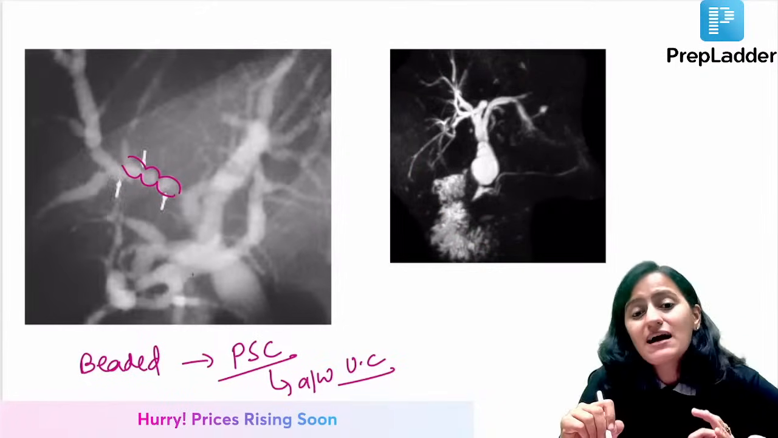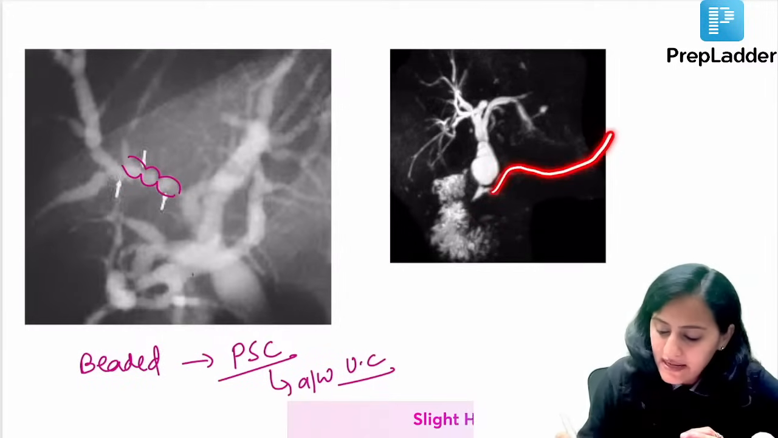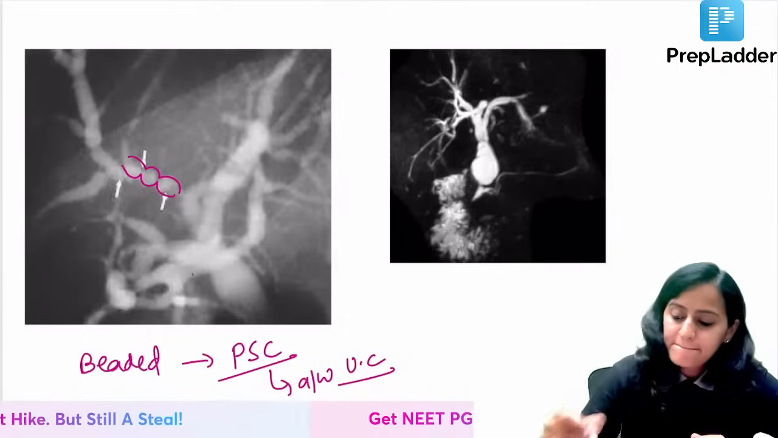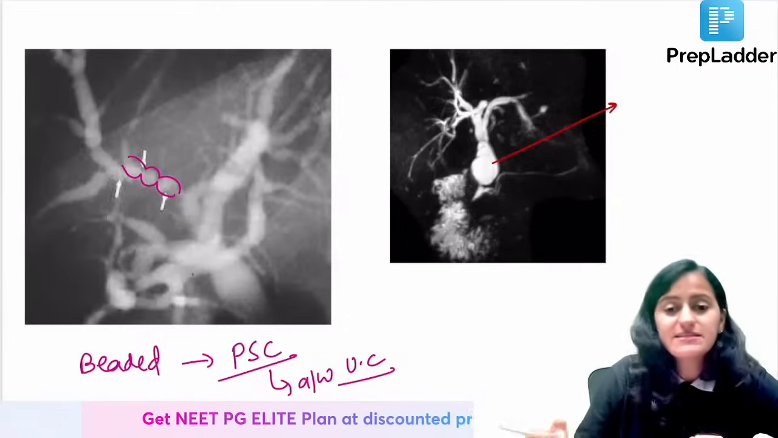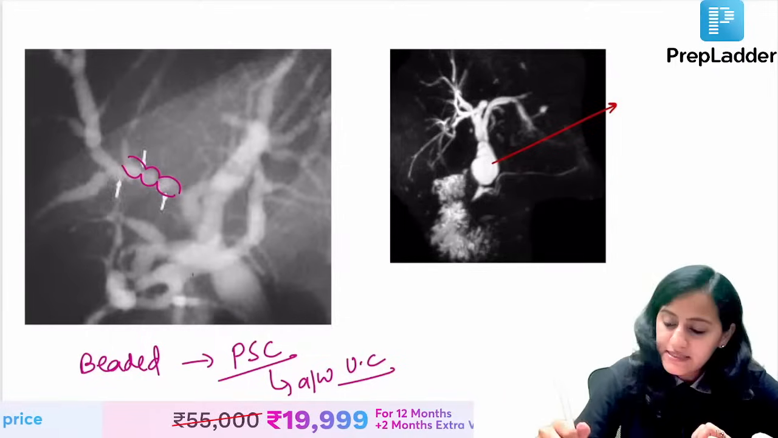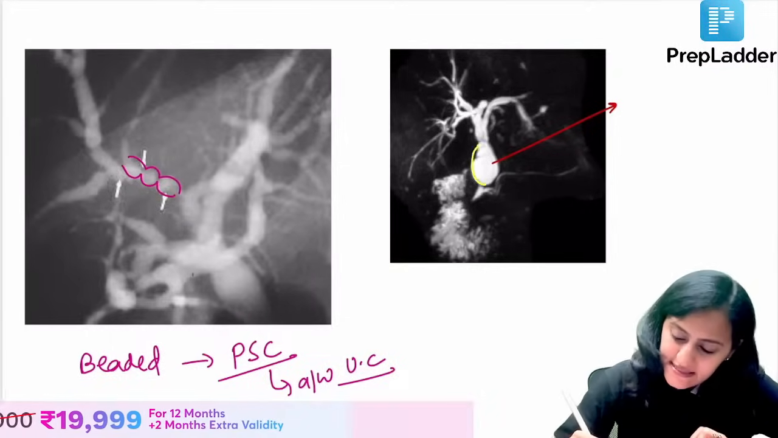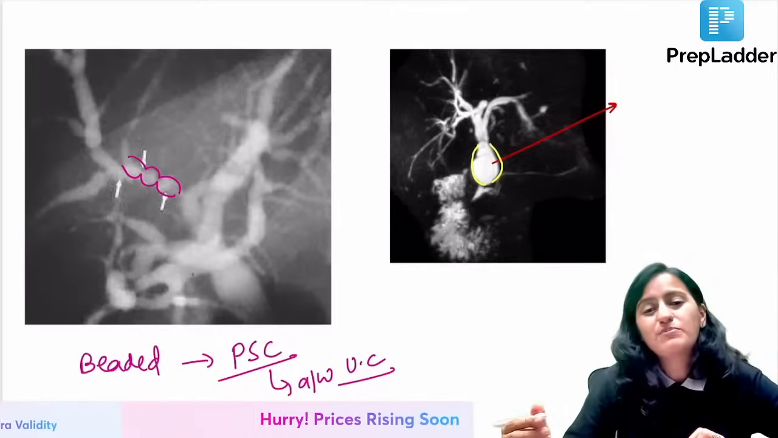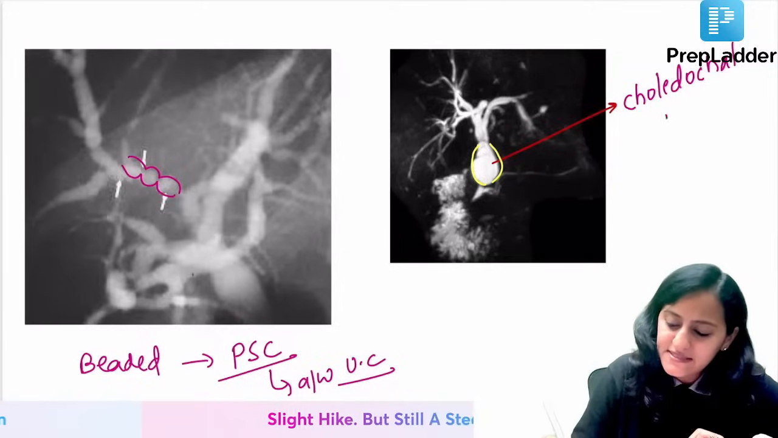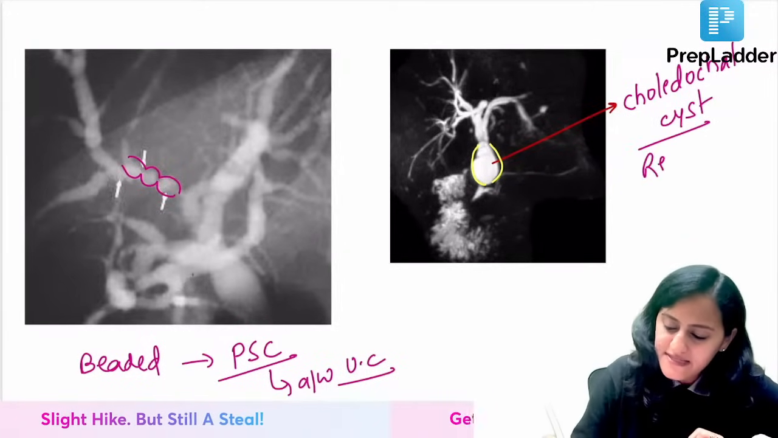This is MRCP. This is the pancreatic duct. This is the CBD. What is the diagnosis here in the second image? Very good. Correct. This is basically the CBD, which is showing this fusiform dilatation. This is choledochal cyst. Okay, this is one of the recent exam questions.